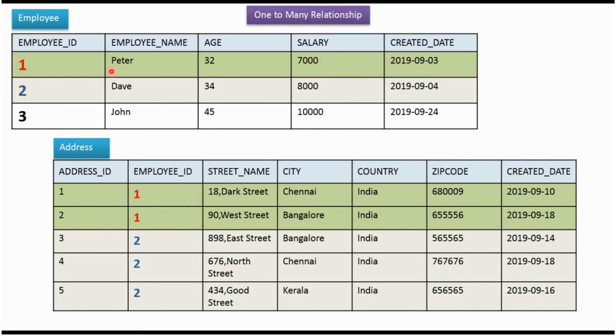So using a one-to-many relationship, we can easily identify that the employee Peter has 2 addresses and the employee Dave has 3 addresses.